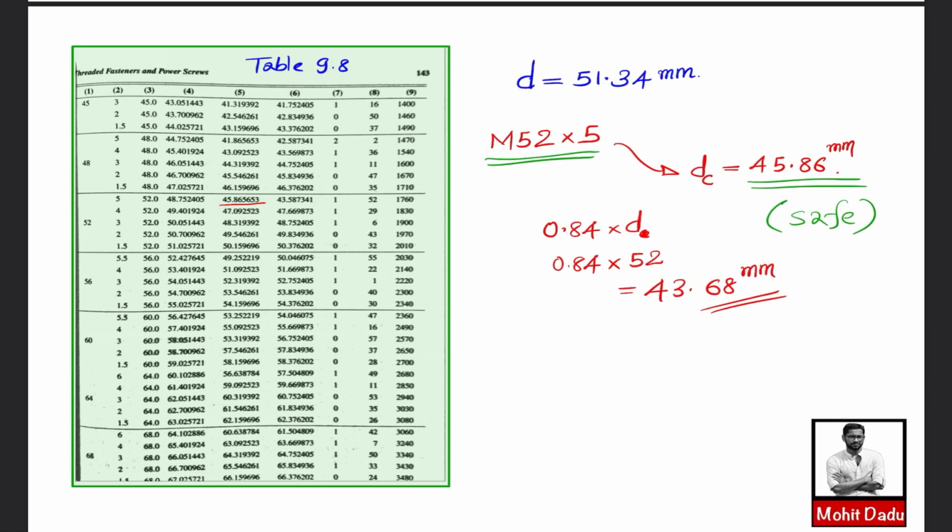If you select other pitches also, whatever pitch you take, if you take 1.5, then it has a core diameter of 50, that is very much greater than this 43. So the design is safe, or you can finally write the answer as the selected bolt is M52 by 5 for this given application. So this is the solution of this simple problem. So hope you understood, and thanks for watching.